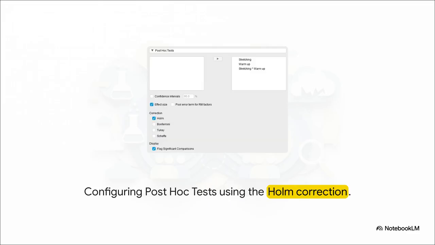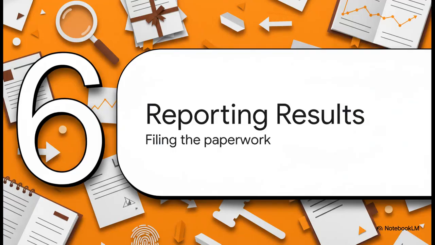Finally, to make absolutely sure our conclusions are bulletproof, we run post-hoc tests. We toss our factors and the interaction into the analysis, tick the effect size box, and critically, we apply the Holm correction. This adjusts our p-values for multiple comparisons, keeping our math rock solid. And finally, Section 6, reporting your final results.